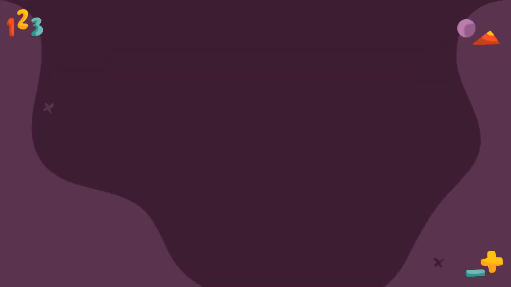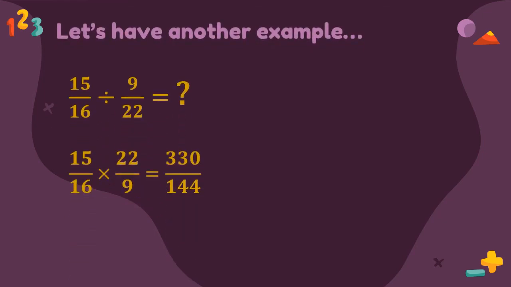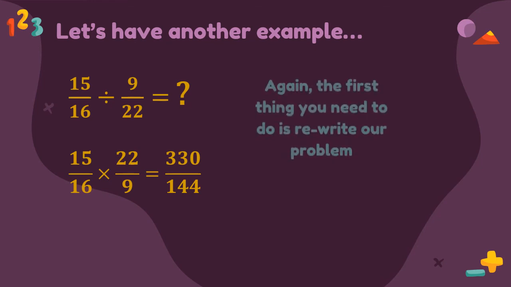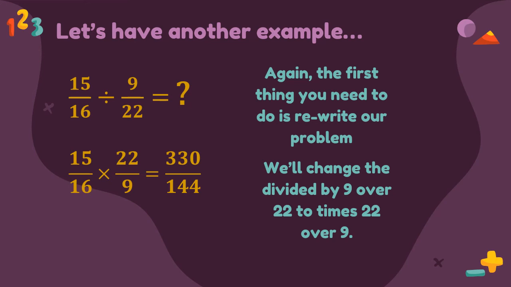But let's try another example. Let's have 15 over 16 divided by 9 over 22. Again, the first thing we want to do is rewrite our problem. We change the divided by 9 over 22 into times 22 over 9. Now, all we have to do is multiply. But since these numbers are kind of big, I'm going to use my calculator to help.